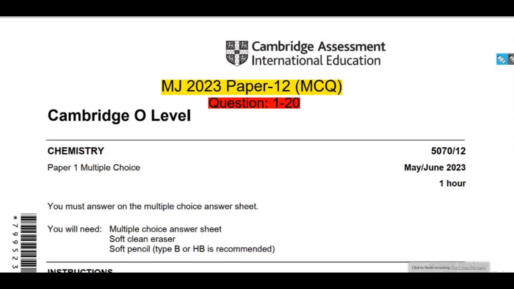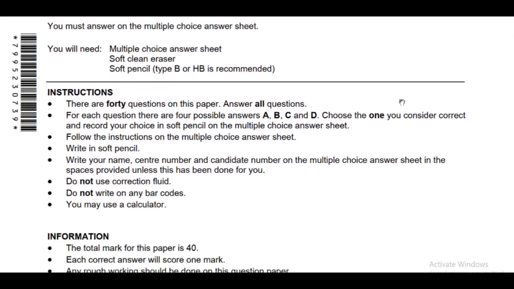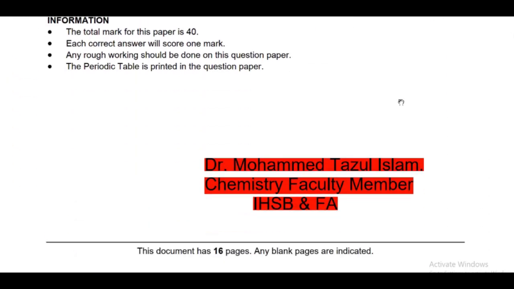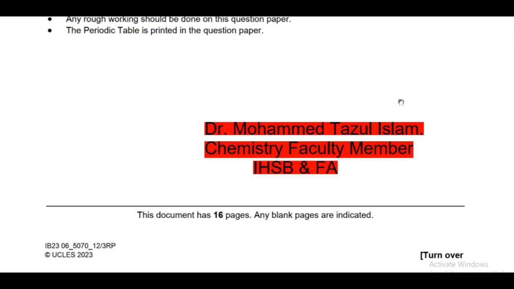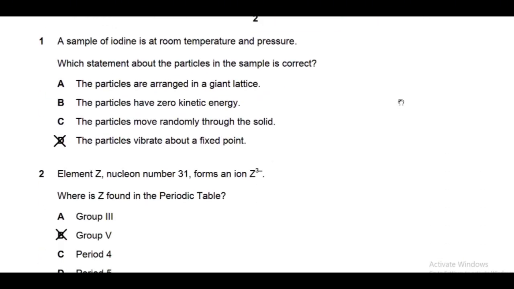Hello dear students, now I am going to discuss Cambridge O-Level Chemistry May June 2023 Paper 12, Questions 1 to 20. Let's move. Number 1.